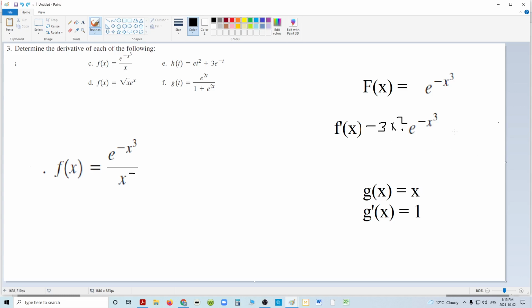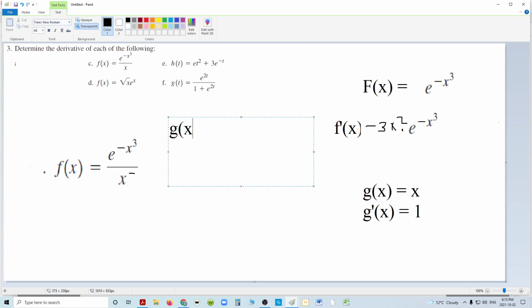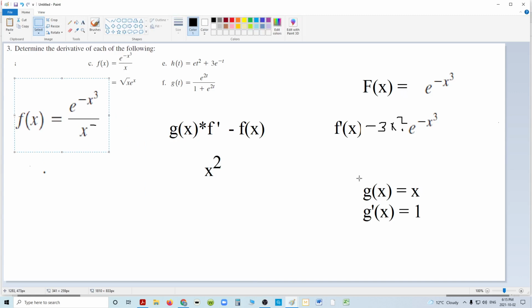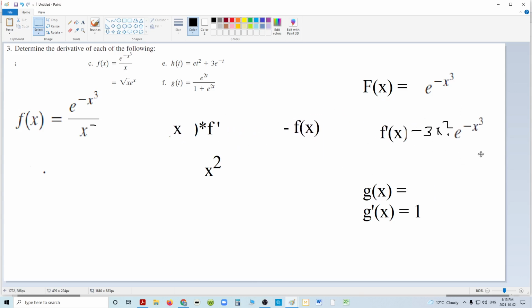Which means the quotient rule is simply g of x times f prime minus f of x times g prime. Fortunately, g prime is just 1, and all of it over g of x squared. Well, g of x squared here is just x, so g of x squared is x squared. Then you just replace bit by bit in here, so I have a g of x I know is x, and I'm multiplying it by f prime, which I now know is this.